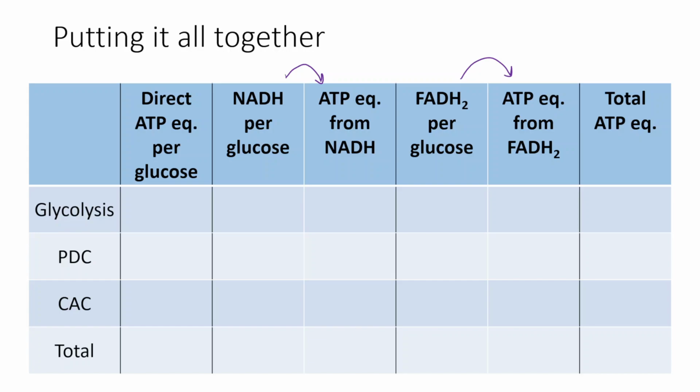Before you begin, let's just review. For every NADH, how many ATPs can you get? Actual, yeah, so 2.5. And for FADH2, 1.5. So now that you have that information, go ahead and take a few minutes and start filling in this table.